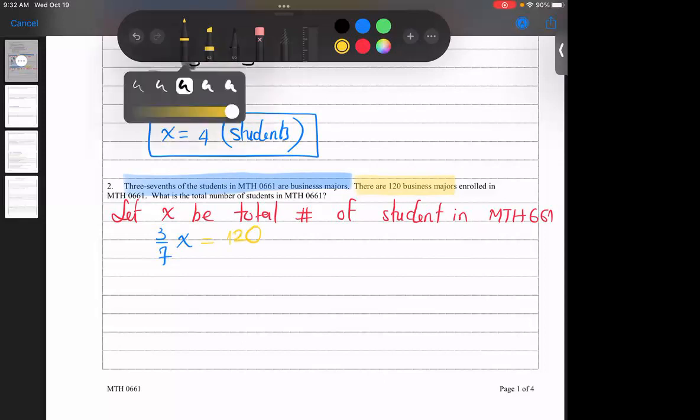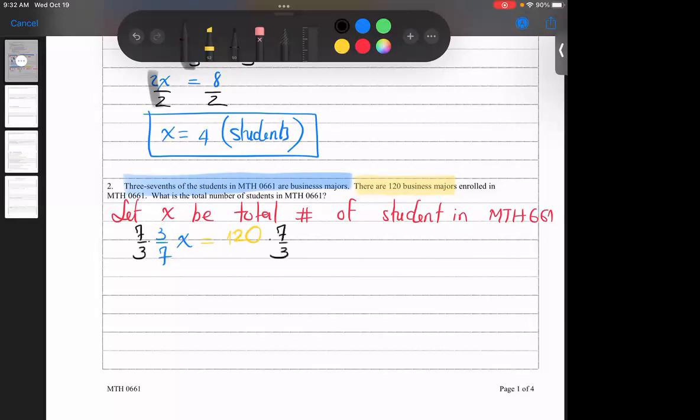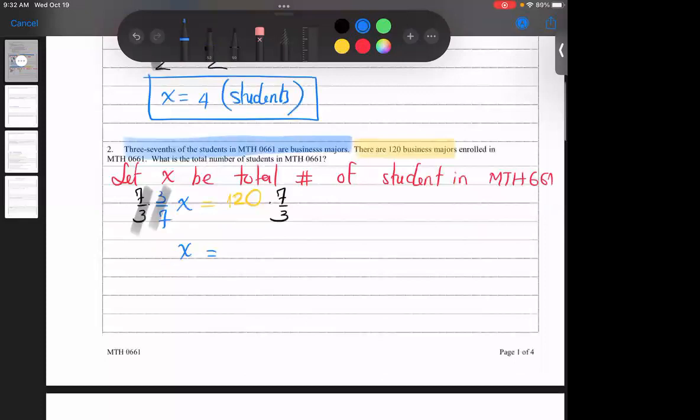So multiply both sides by 7/3, the reciprocal, right? That cancels. I have x equals 120 divided by 3 is 40. 40 times 7 is 280.